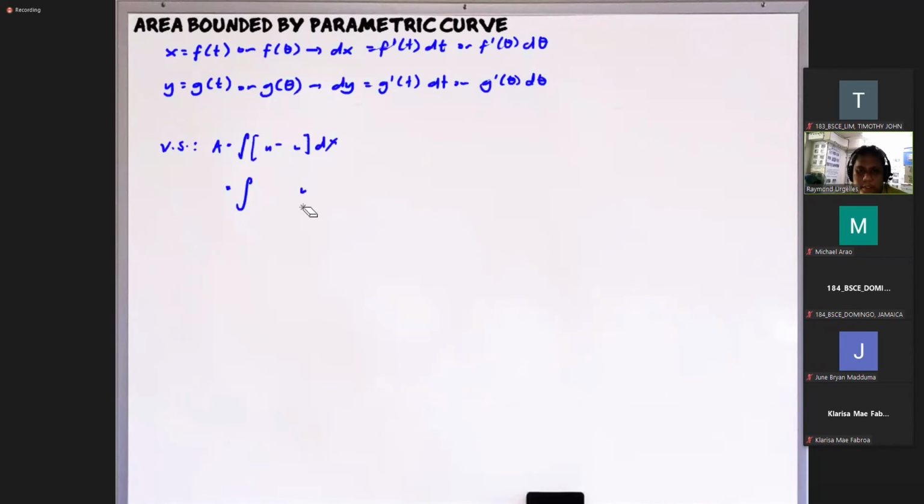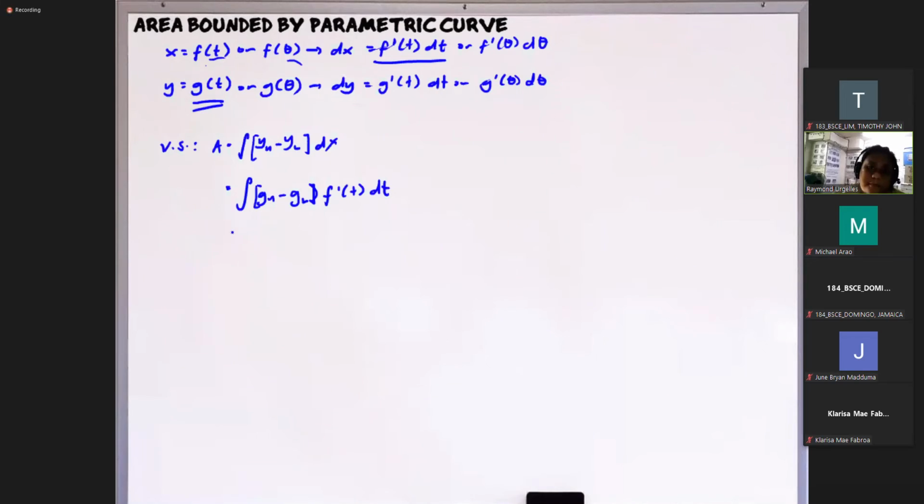So not f. So this is y upper, so minus y lower. But again, y is a function of g, so this will be g upper minus g lower, multiplied by dx. But our dx is equal to this one, so we multiply f prime of t dt. Right? Then just take our a and b in terms of t or theta.